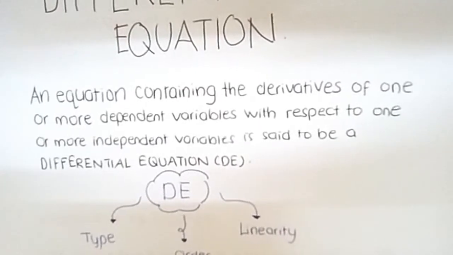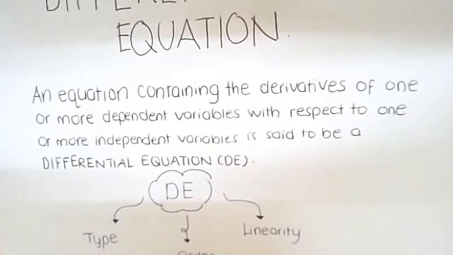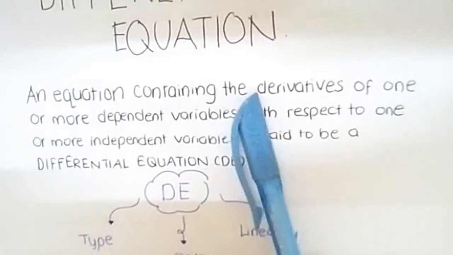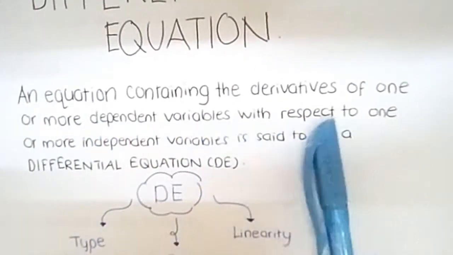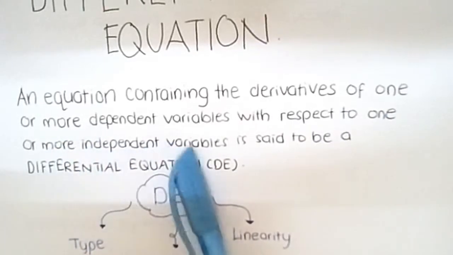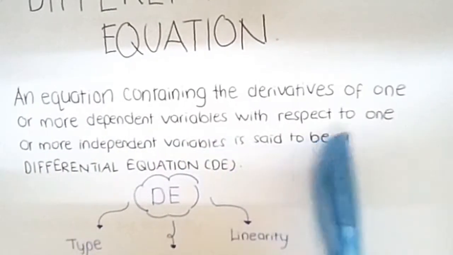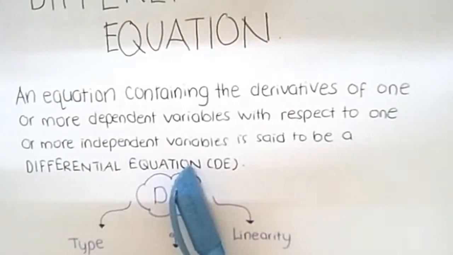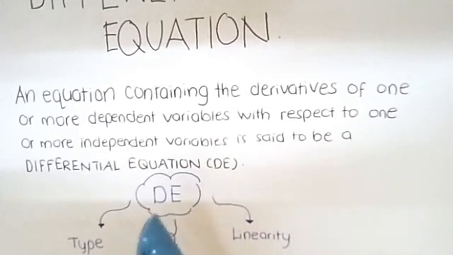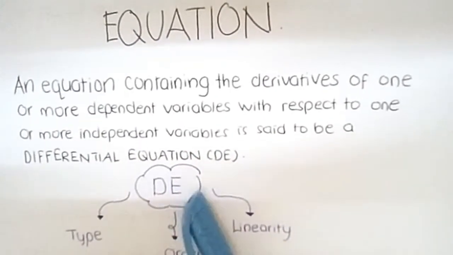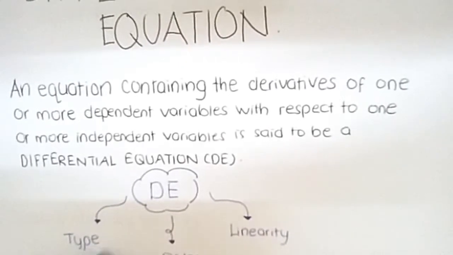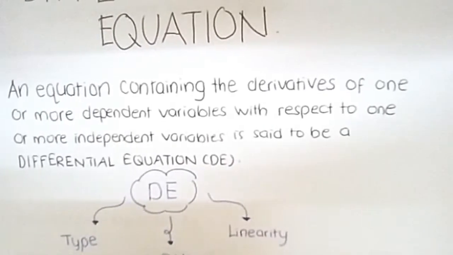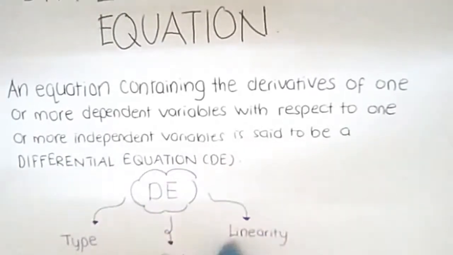Discuss about differential equation. First of all, an equation containing derivative of one or more dependent variables with respect to one or more independent variables is said to be a differential equation. For instance, differential equation can be classified into three. First, we can classify it by type, and then order and linearity.